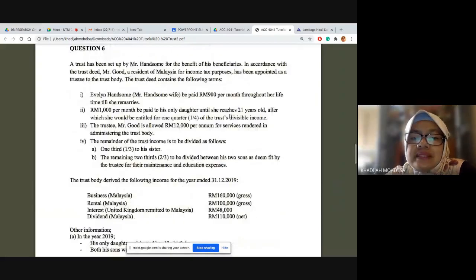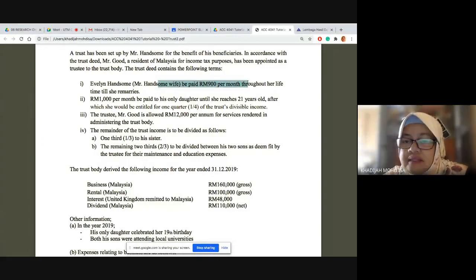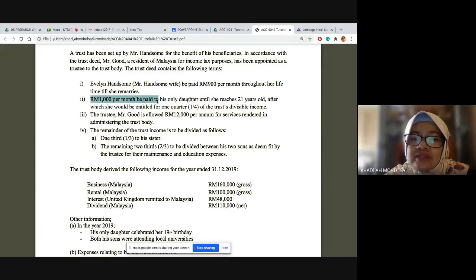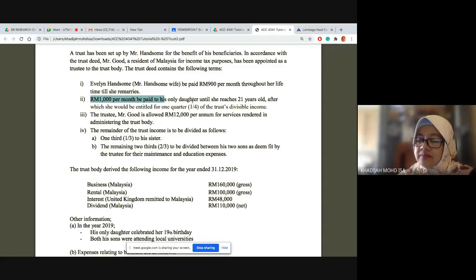But for question number 6, I want to highlight that Evelyn Sam, the wife, is paid 900 per month. So that is an annuity, but you also have another annuity, this one 1,000 per month paid. What's the difference between these amounts? Why is it not an accumulation? Whenever an amount is paid, it means that it's paid as an annuity. So you will receive that amount.